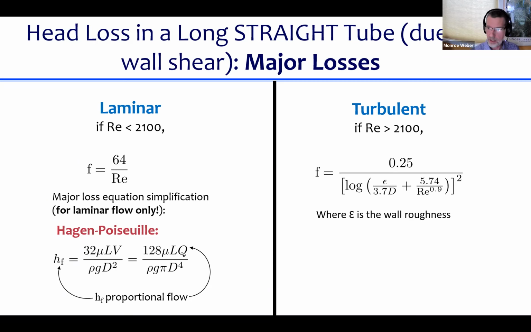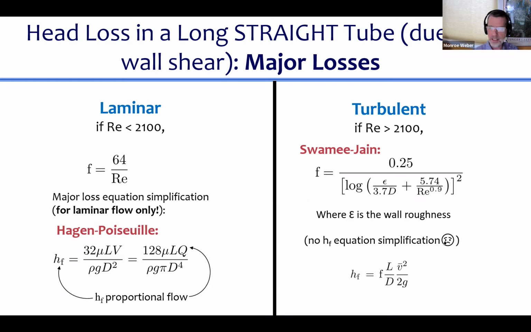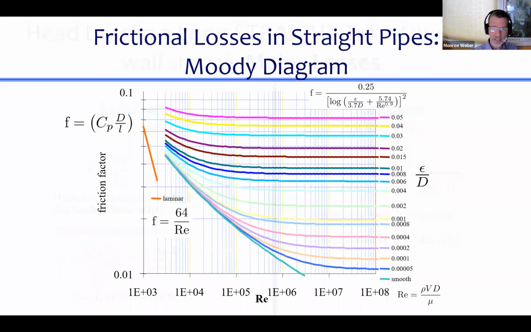And if we go to the other side, for turbulent flow, then all of a sudden it gets ugly. So here's an equation for F. It's a mess, but there it is. Epsilon is the wall roughness, and we don't get a Hagen-Poiseuille kind of equation out because F is such a mess. So we keep the Darcy-Weisbach equation and do this in 2 steps: calculate F, and then plug it into Darcy-Weisbach to get the head loss.